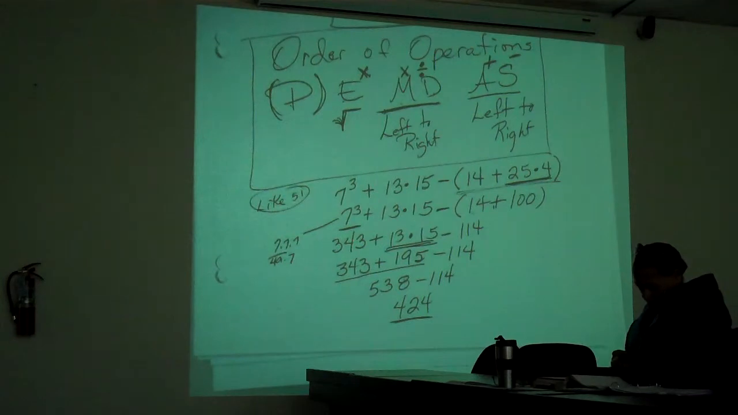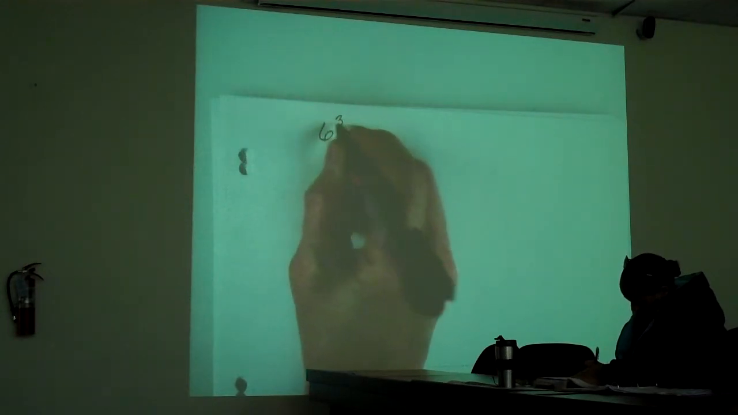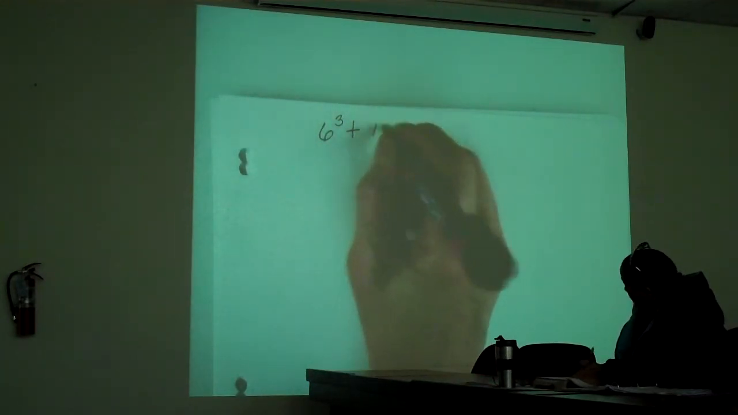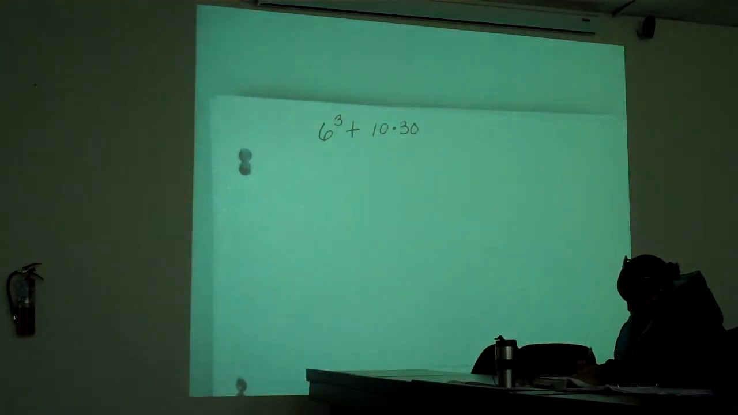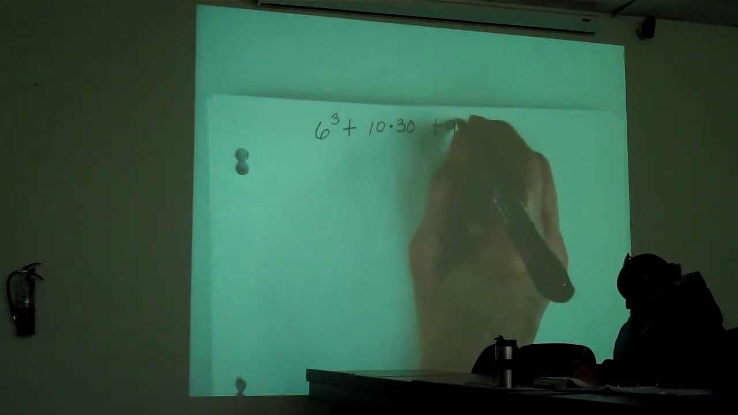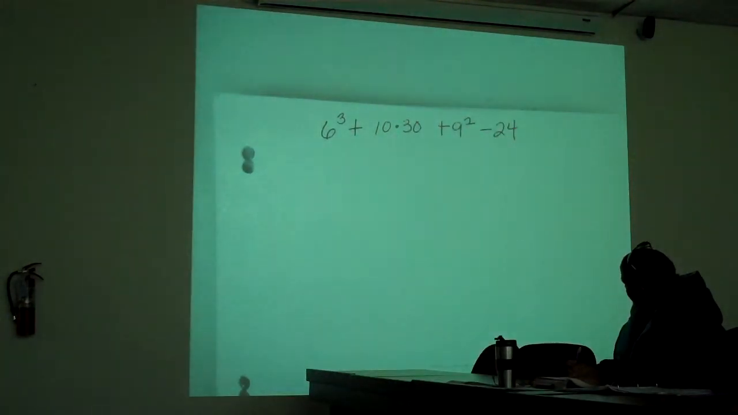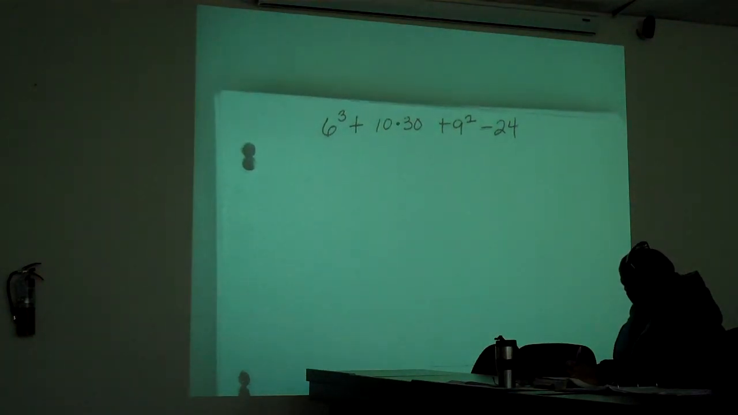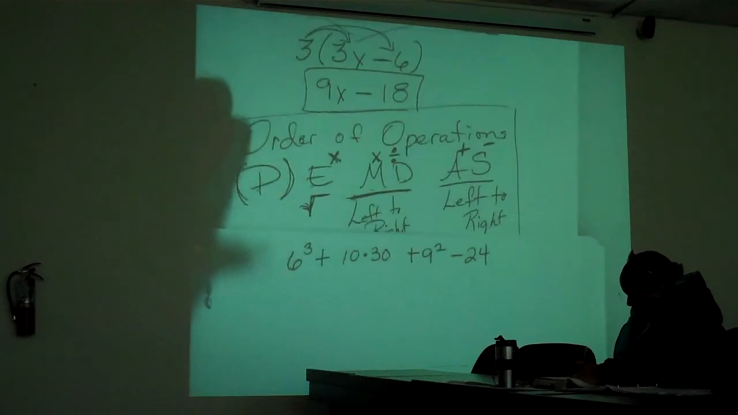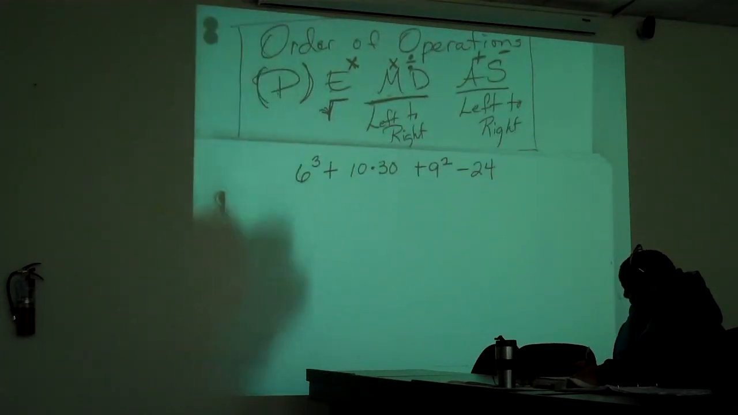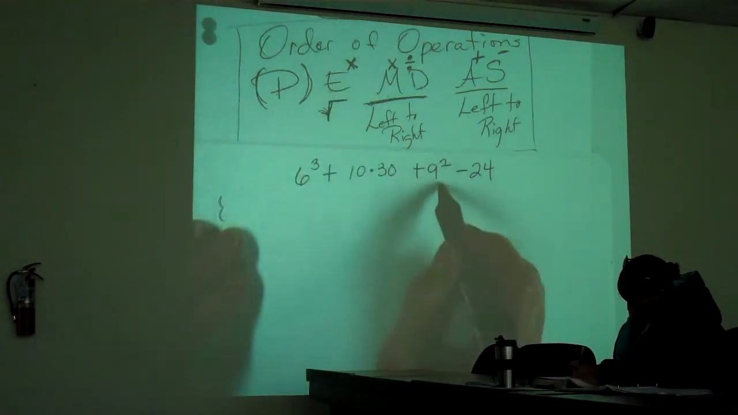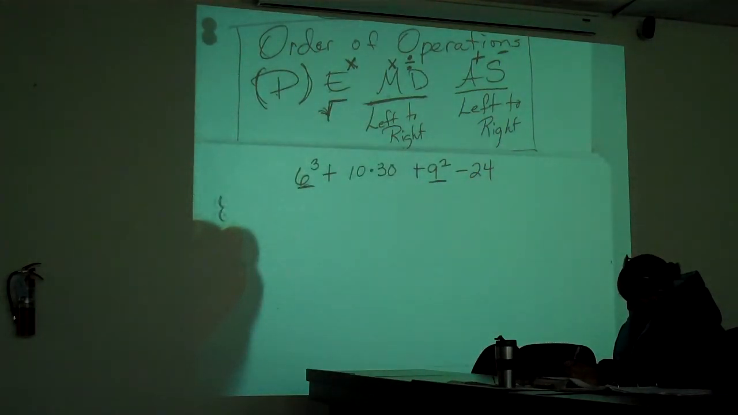You want one like 52 also? We'll do one like 52. Okay, we'll say 6 to the third power plus 10 times 30 plus 9 squared minus 24. Okay, there's no parentheses. Let me put the order of operations back up here. There's no parentheses. The exponents: we can actually go ahead and do both of these in the same step here.